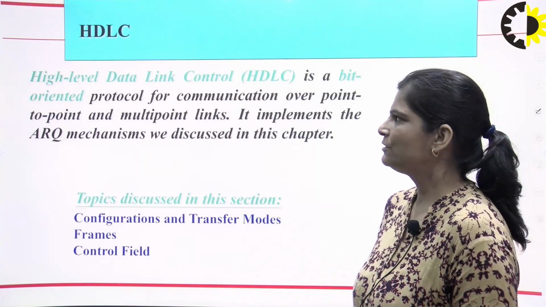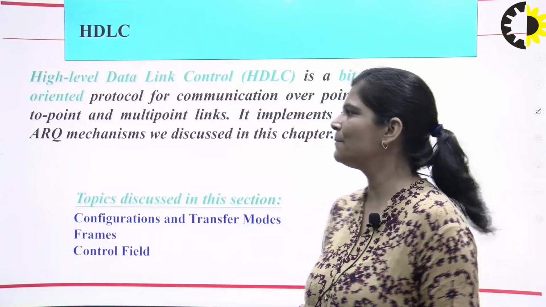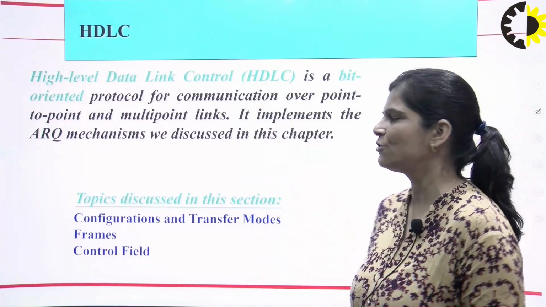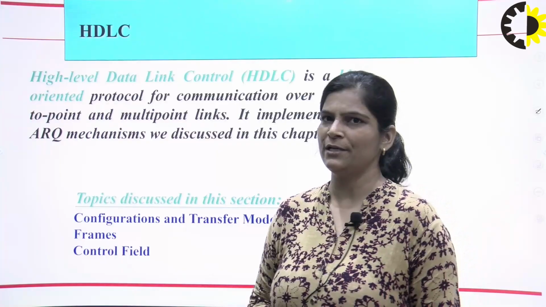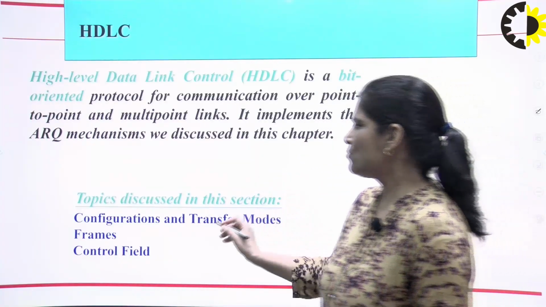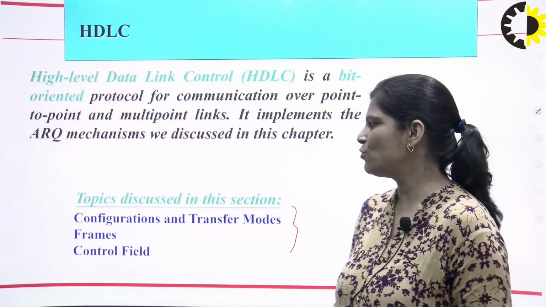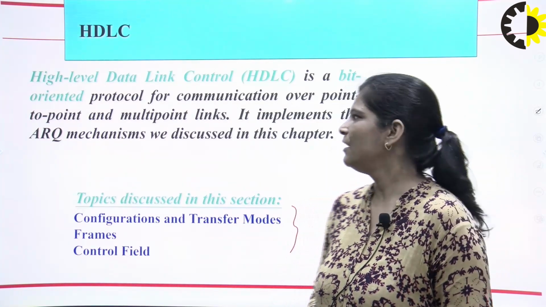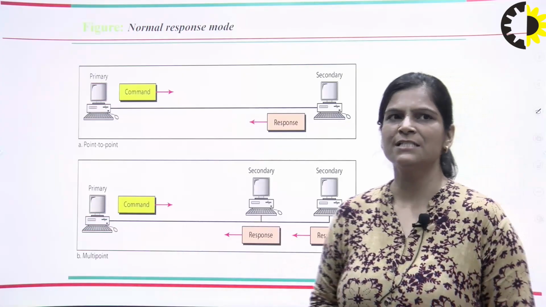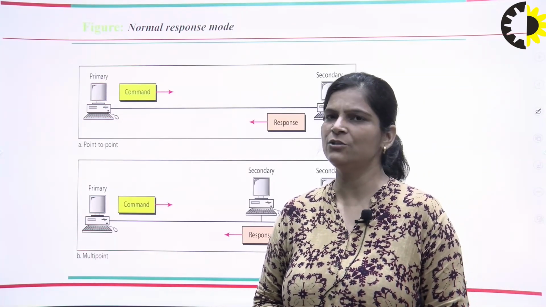High-level data link control is a bit-oriented protocol for communication over point-to-point or multi-point links. Now, these three topics we will discuss in this section: configuration and transfer modes, frames and control field.